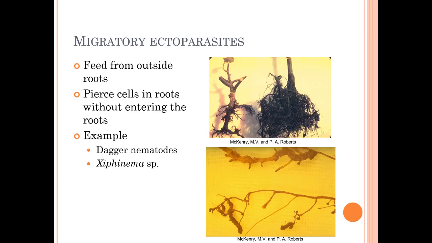And in the upper portion here, this photo is a rose. And on the right, we've got healthy roots. On the left, we've got dagger nematode infested roots, which you can see are not healthy at all. And then at the bottom here, we've got Xiphinema index gall on grape roots.